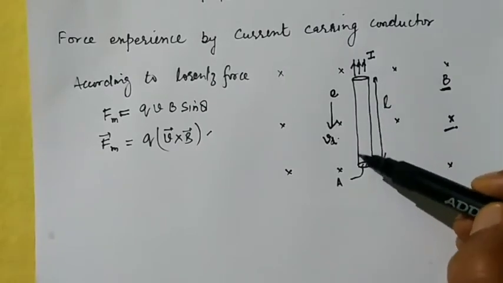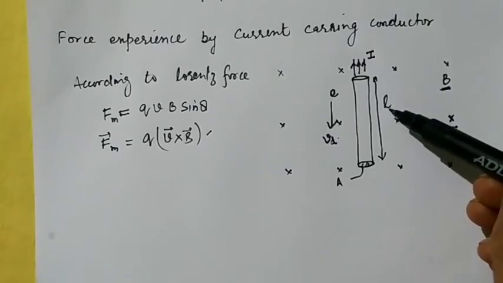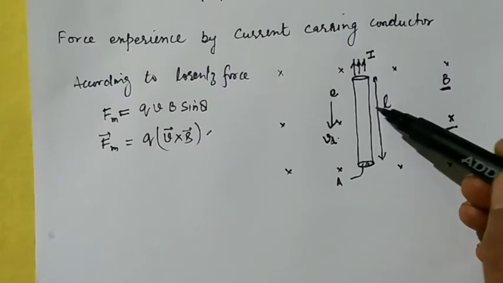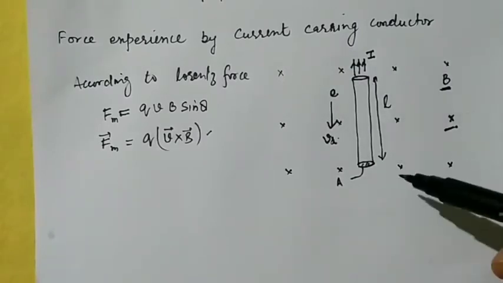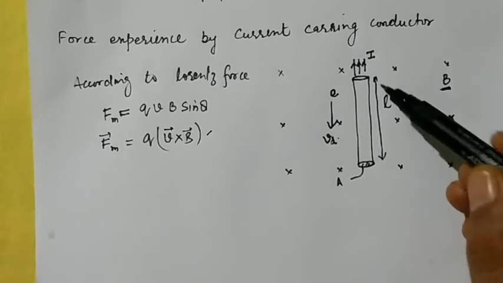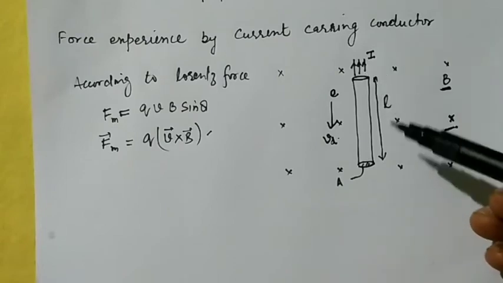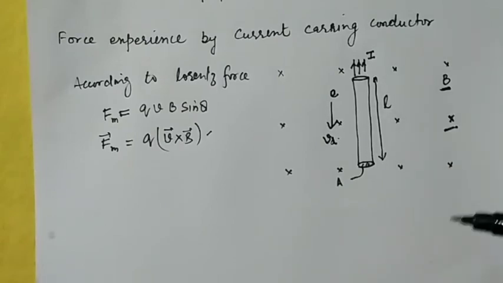Let this be your conductor having area of cross section capital A and length L, placed in this uniform magnetic field. Let capital I be the current which is flowing in the upward direction as shown in this diagram.